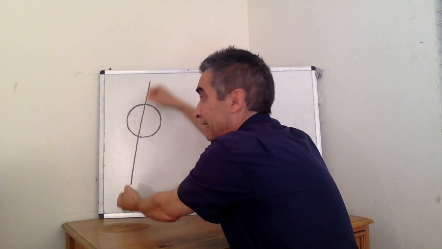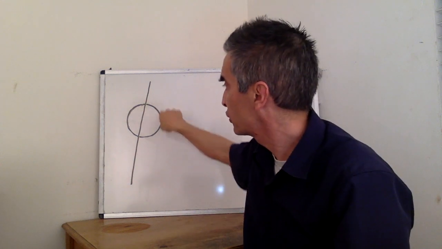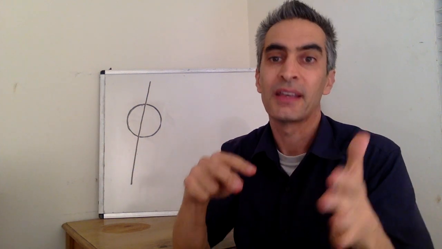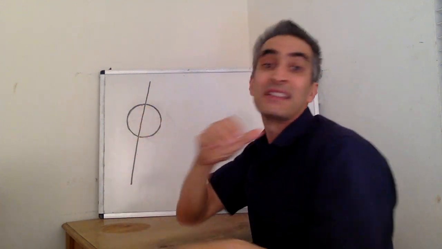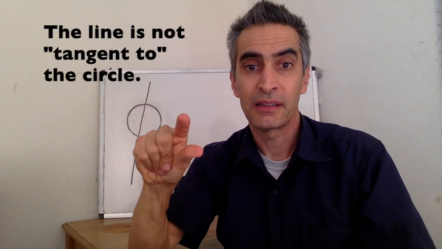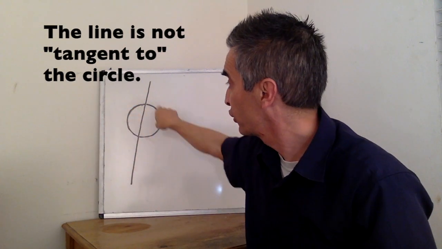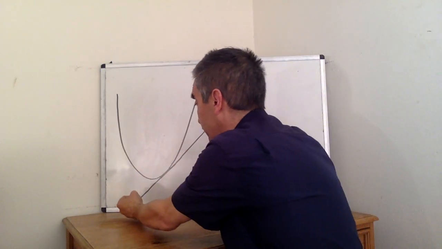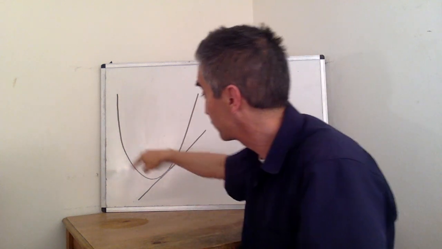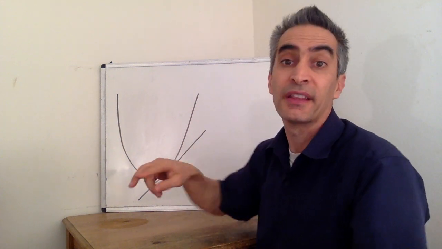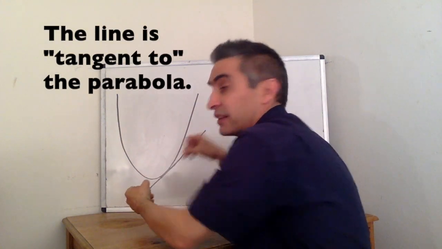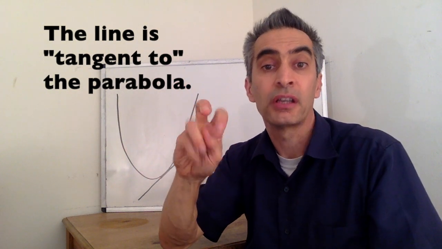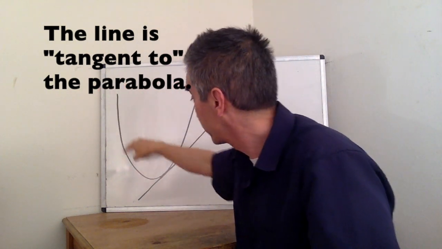Notice that the line touches the circle twice. That means that the line is not tangent to the circle. Notice that the line touches the parabola at one point, right here. That means the line is tangent to the parabola.